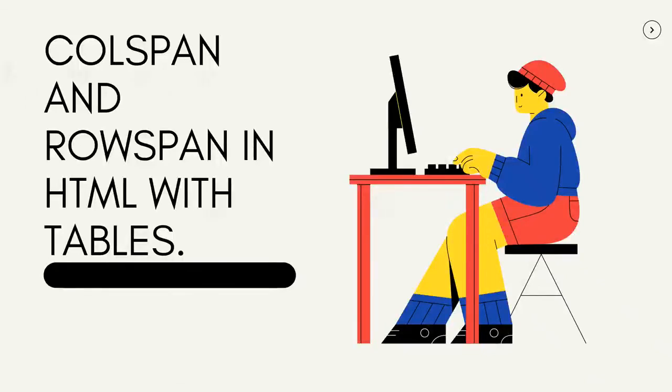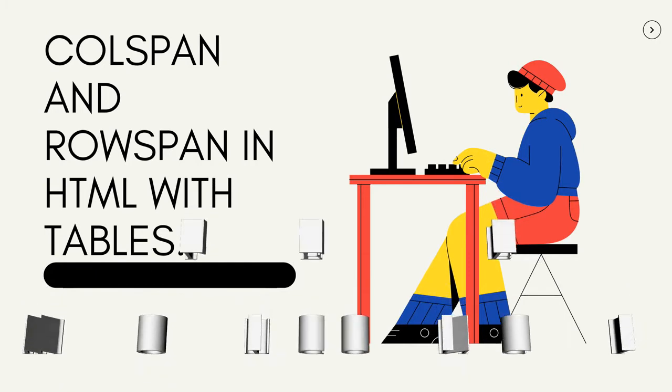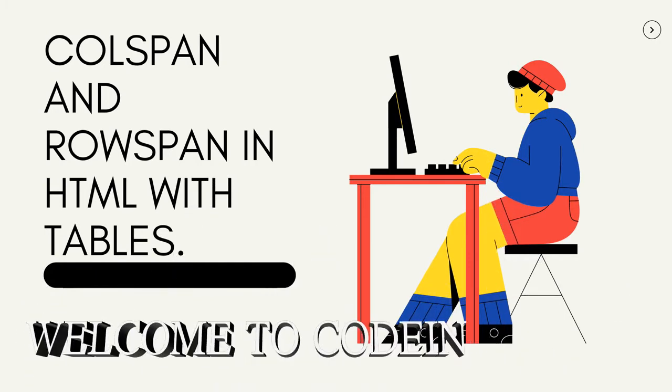So last time we discussed how we can get tables in HTML with the help of the table tag. Today we are going to discuss the other part of tables, that is using colspan and rowspan: how we can use rowspan and colspan in a table to merge the columns or rows in an HTML document.